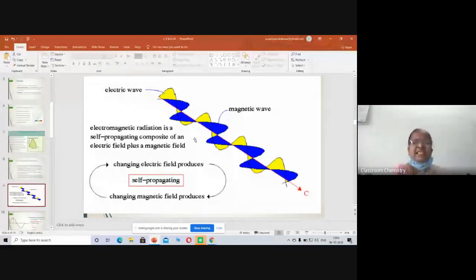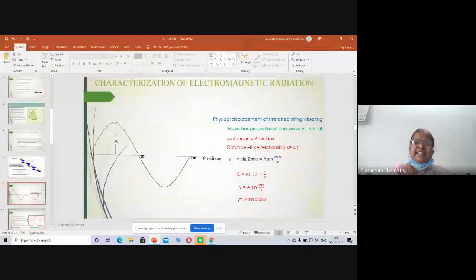Then consider the characteristics of the electromagnetic radiation. म्हणजे जर आपण फिजिकल डिस्प्लेसमेंट ऑफ स्ट्रेचड स्ट्रिंग, एक स्ट्रिंग आहे किंवा स्प्रिंग आहे आणि ती व्हायब्रेट होते, तर व्हायब्रेट होत असताना तुम्ही पाहू शकता it vibrates like a wave motion. आणि मग ते डिस्प्लेसमेंट या स्ट्रेचड स्ट्रिंगचं जर आपण कन्सिडर केलं तर वेव्ह ॲज ए प्रॉपर्टीज ऑफ साइन वेव्ह, that is property is given by the wave equation y is equal to a sin theta.